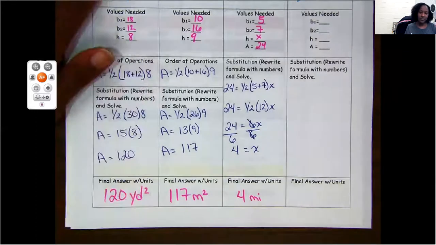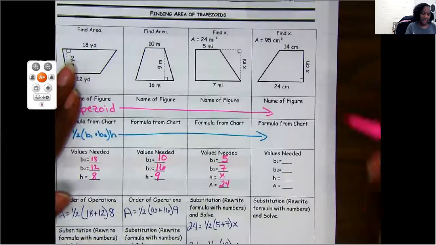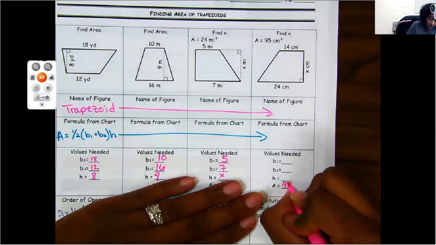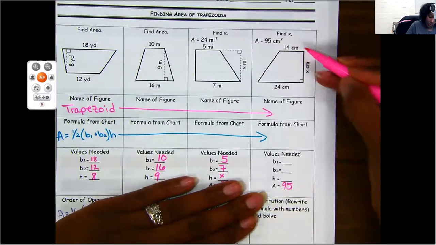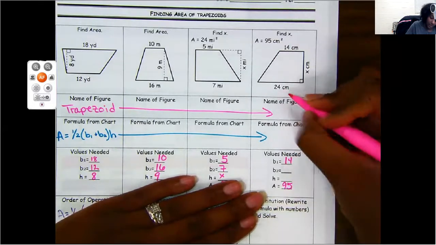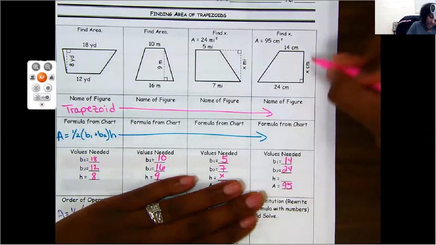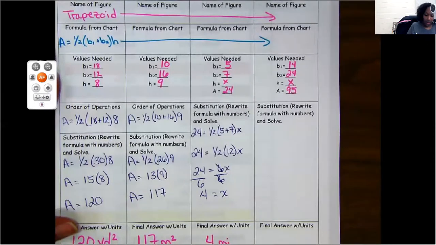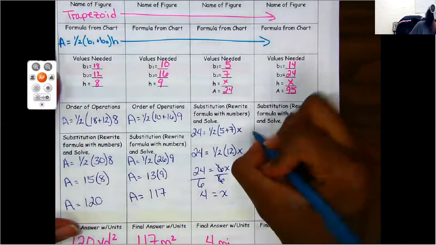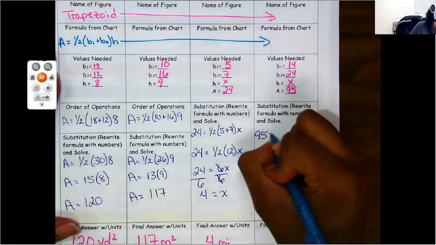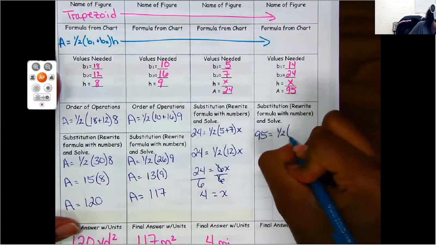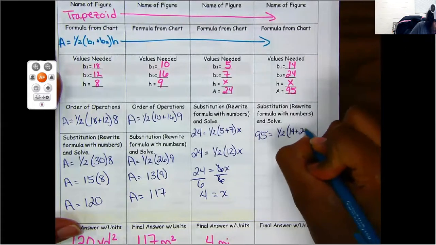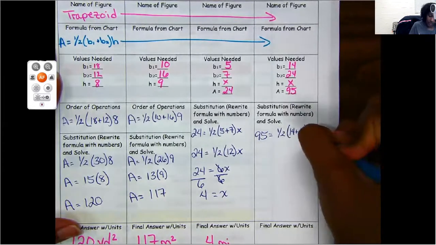Last one. Again, I have been given the area. It says 95 centimeters squared. I've been given a base 1. I've also been given a base 2. I am missing my height, okay? I'm not going to put a because I know what my area is. So I'm going to put 95 equals half. Base 1 plus base 2. I don't know my height, okay?